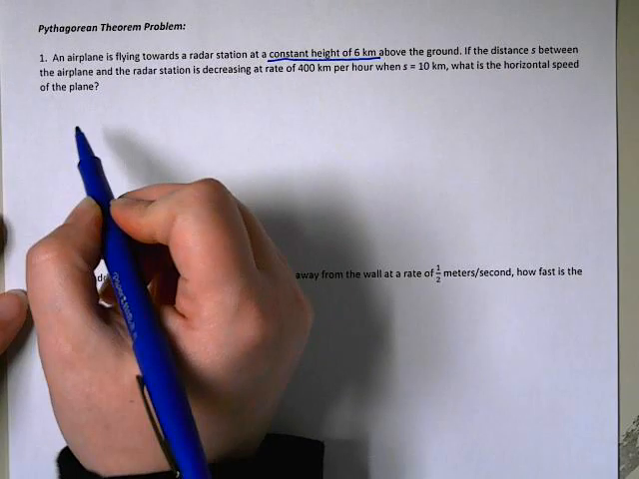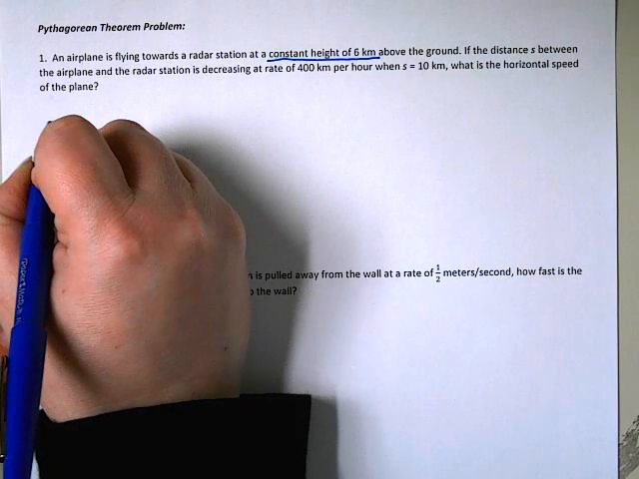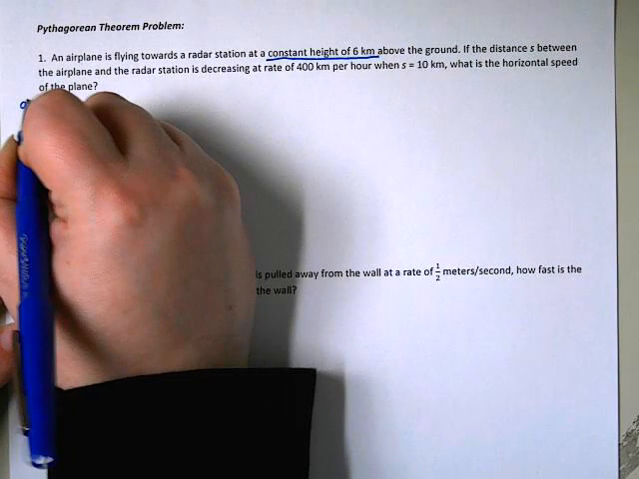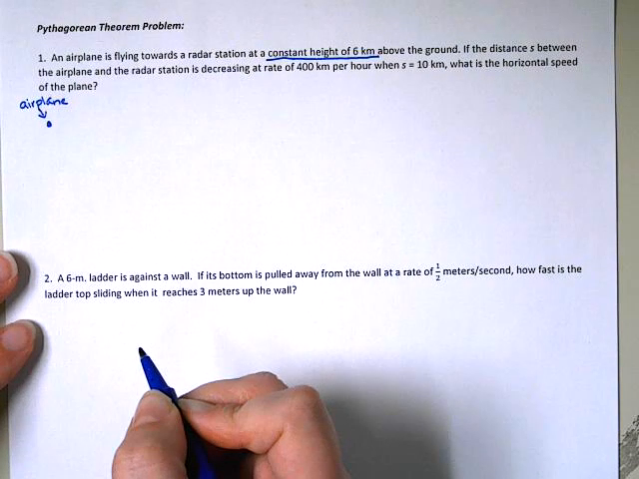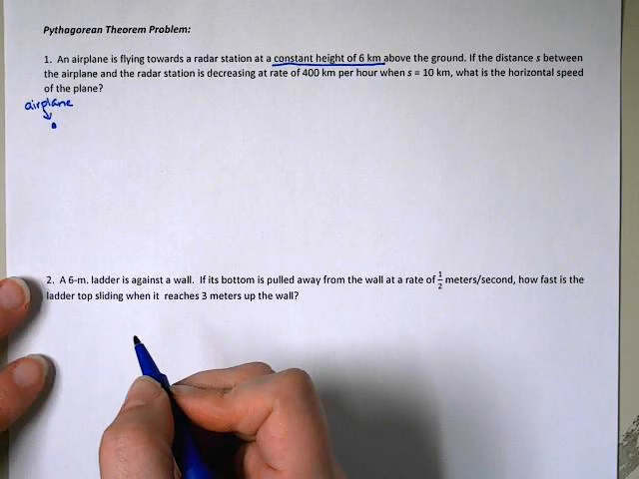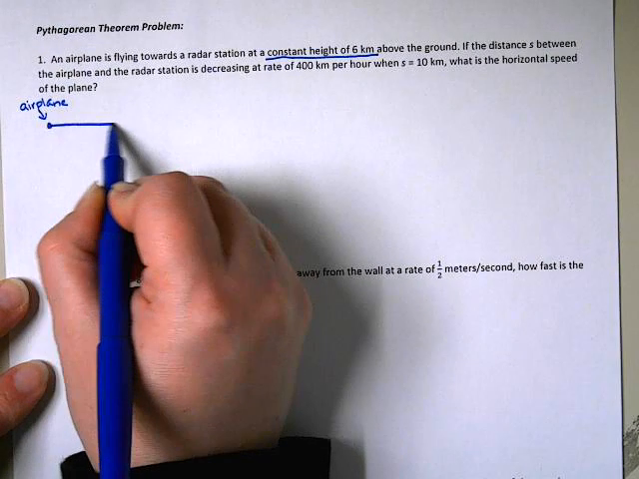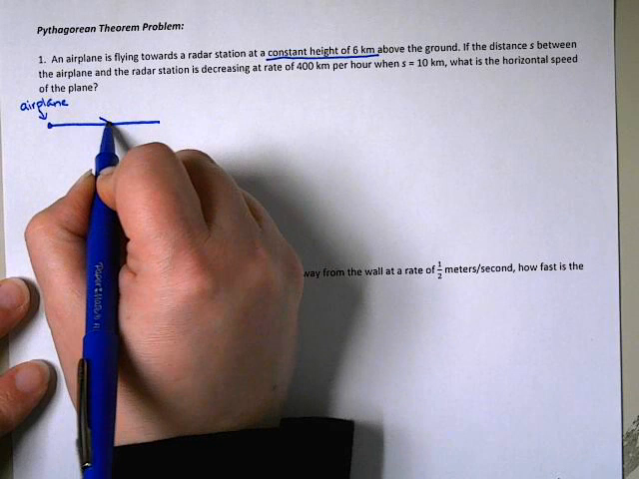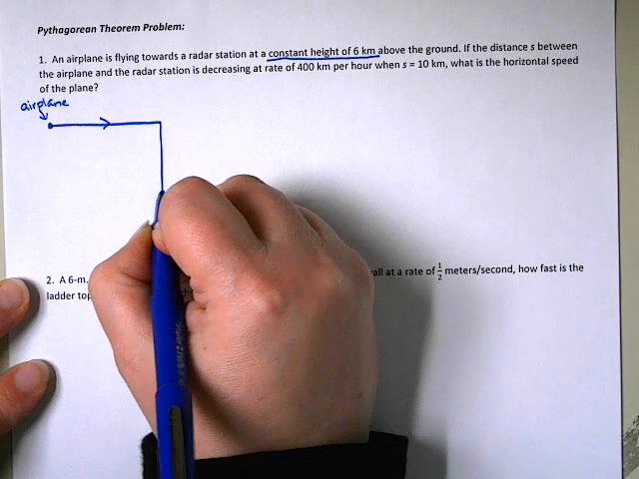So I can't draw an airplane. If you can, cool, more power to you. But I'm just going to go ahead and draw a dot, and I'm going to say, hey, that's my airplane, because I can't draw a plane. I'm sorry, you're stuck with me as your teacher, and I'm not an artist. So there's my airplane, and it's flying at this constant height, and it's flying towards a radar station. So it's flying this direction, and I'm going to say that my radar station is down here.